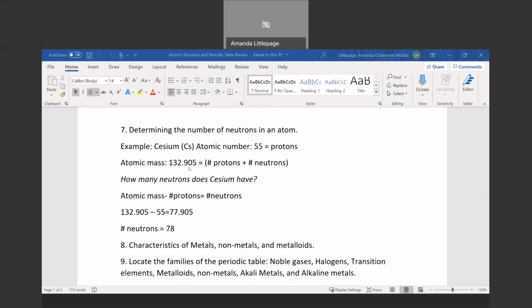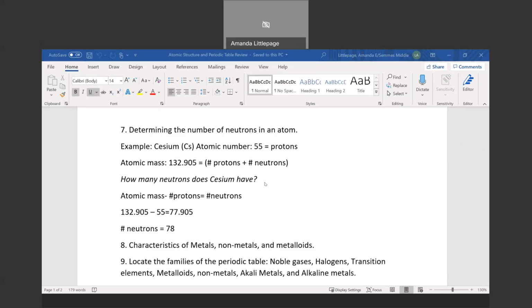If you say to yourself, where do I find all of this information, Ms. Littlepage? Well, it's on your handy dandy periodic table. So in-class students will have a physical copy, and I assume that virtual students will be able to access the periodic table website immediately. So here's your question. How many neutrons does cesium have?